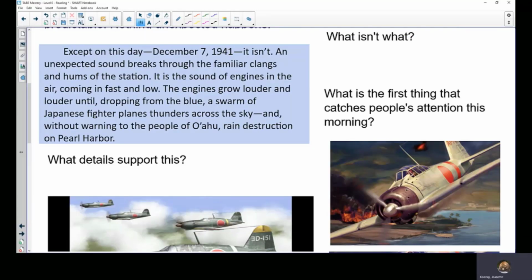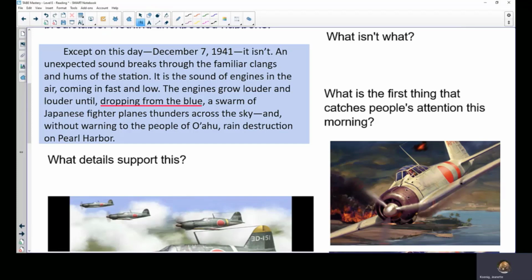Yeah, it's just what happened in the movie I was telling you about. Yes. And here we have, they are dropping from the blue. What is the blue here? Is that the ocean, if they're planes? No, that's the sky. That's definitely the sky. So this was literally out of the blue.